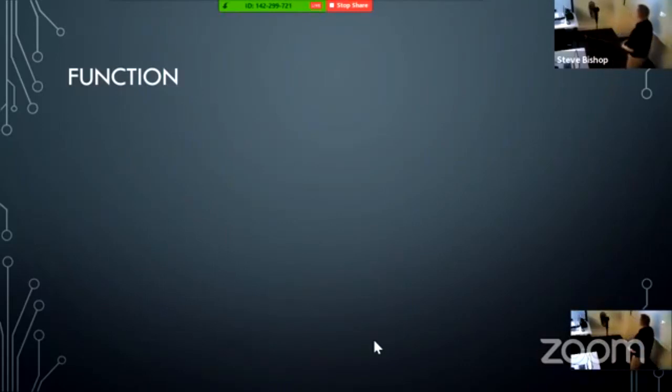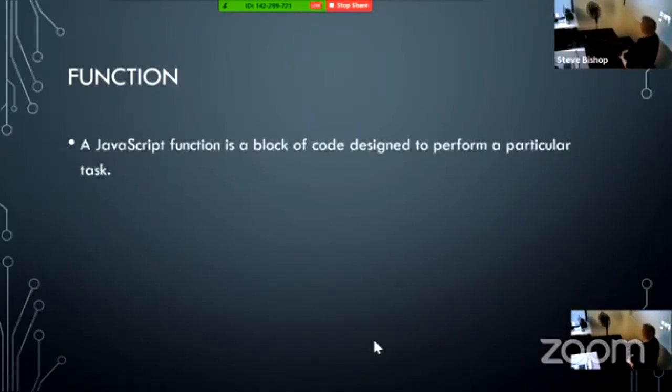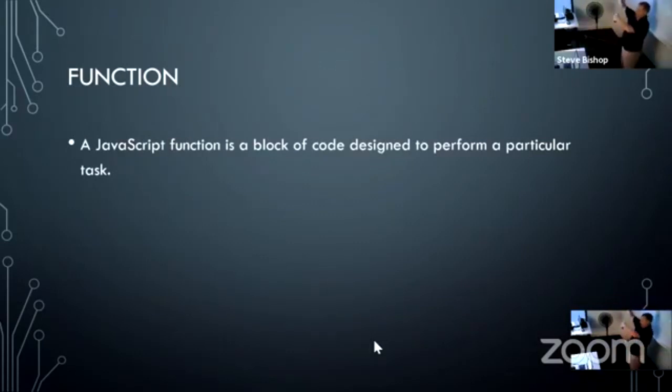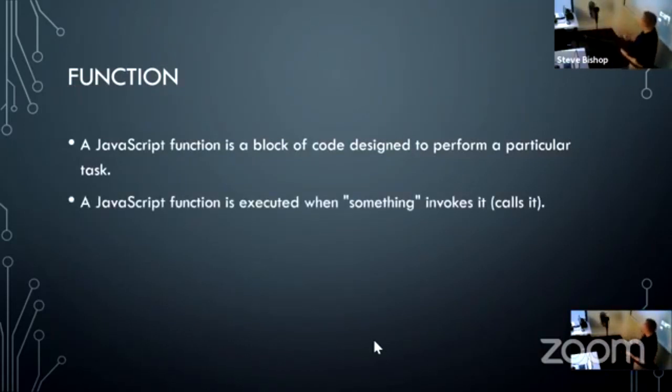Functions! A JavaScript function is a block of code designed to perform a particular task. So we're going to take these lines of code from here to here. We're going to stick all those lines of code into something called a function. And then we're going to name that block of code. That way it's easy for us to reference. And we expect that at the end of all this code running, it's going to do something. It's going to perform some particular task. Now, a JavaScript function is executed when something invokes it. We also say that it calls it. So a function can be called or invoked. You'll hear those terms used interchangeably.